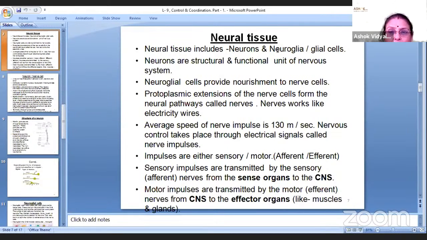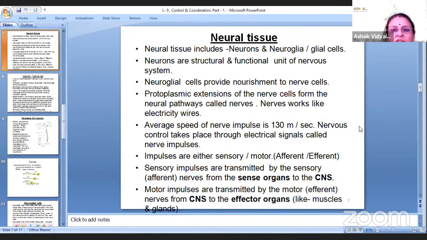Right. What is the function of the nerve cell or the neuron? It is the structural and functional unit of the nervous system, and the neuroglia cells provide nourishment to the nerve cells. Protoplasmic extensions of the nerve cells form the neural pathway called nerves. Nerves work like electricity wire. The average speed of a nerve impulse is 130 meters per second.